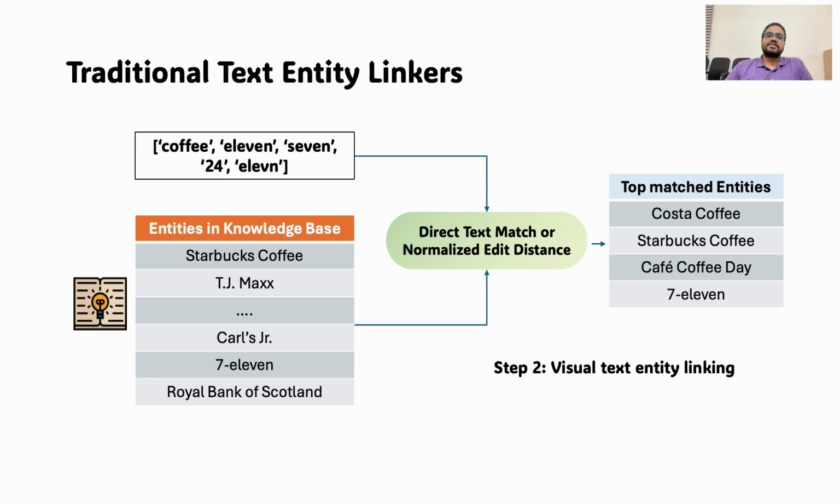So here in this example, text-based entity linkers retrieve entities that match with words like coffee, 11, etc. When such matches are recorded, as these methods do not account for any visual information, they just try to get word-based similarity, word matches, or edit distance-based matches. So all the top entities will be similar to the keywords here. It will contain entities such as Costa Coffee, Starbucks Coffee, Cafe Coffee Day, along with 7-Eleven. These entities are seeping in just because the word coffee is present in the extracted visual text.